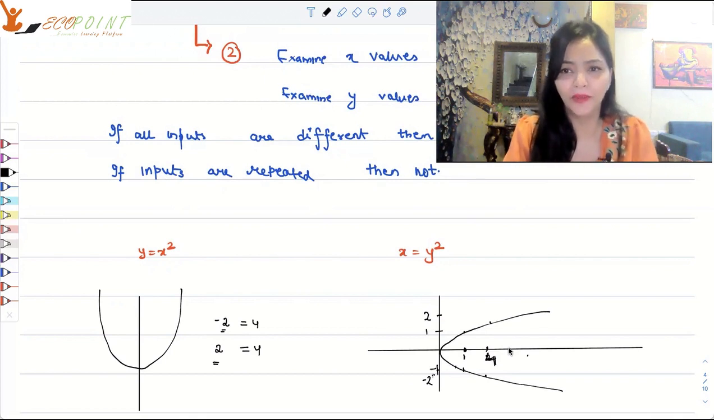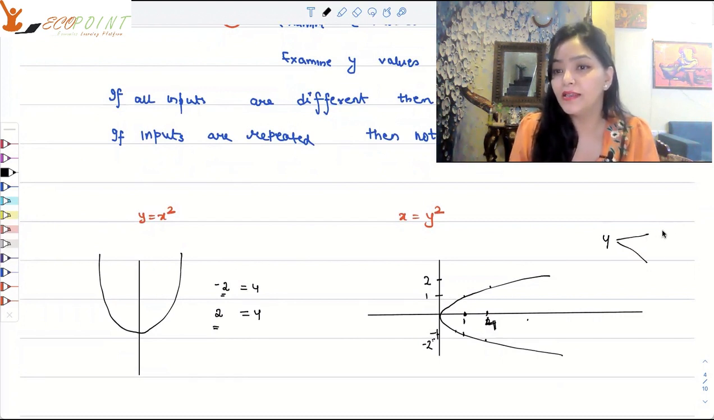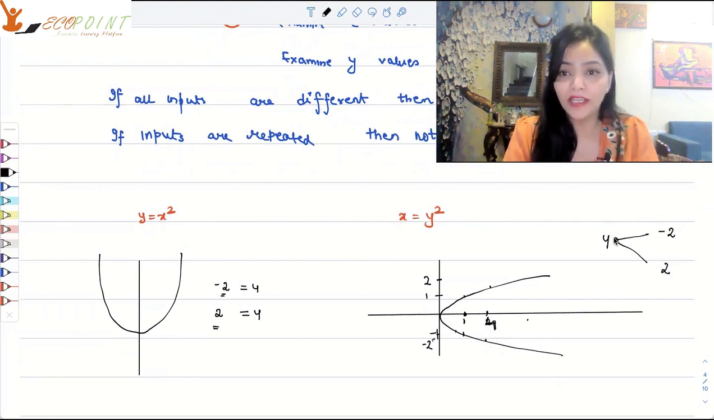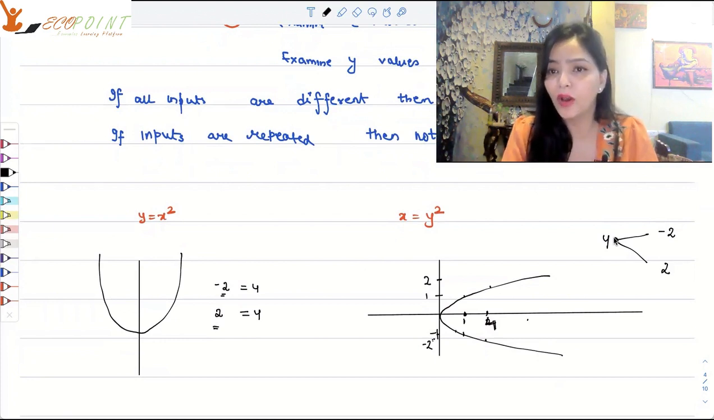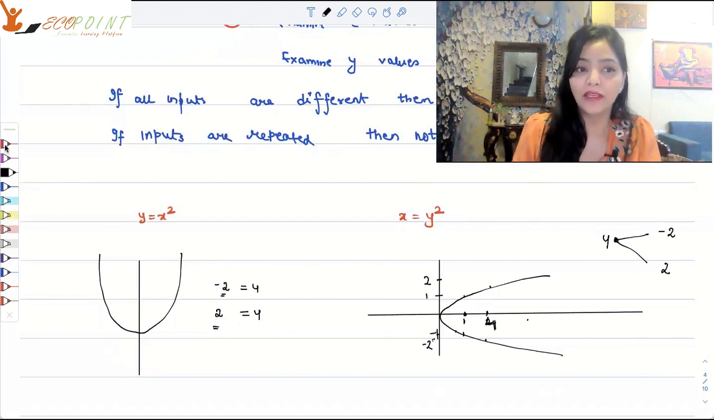What's happening? What kind of relation is this? What is happening here is that you are getting the same x. X is 4, y is -2 and 2, which means that you have repeated input and hence it's not a function. And why is it not a function? Vertical line test will make it more clear for you. The vertical line test says that you create vertical lines.